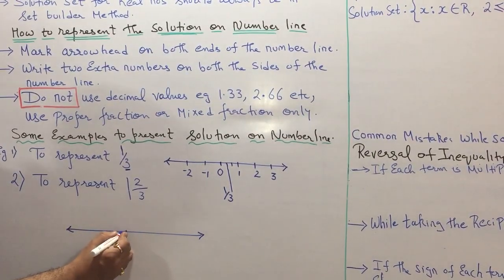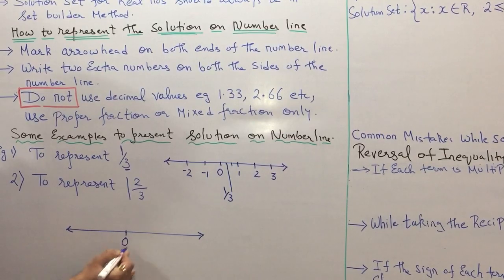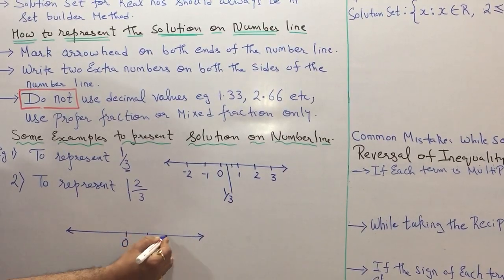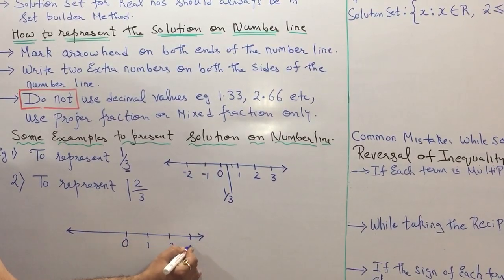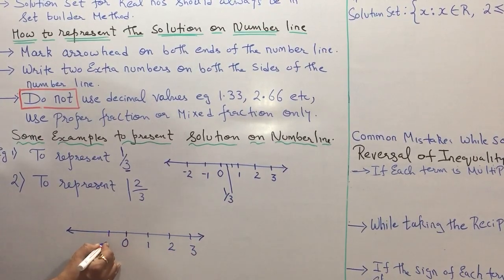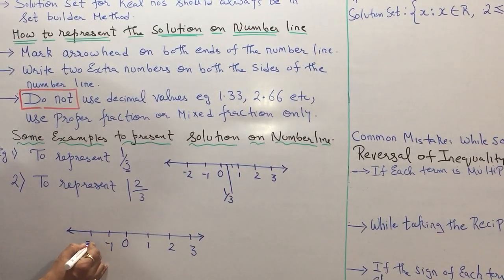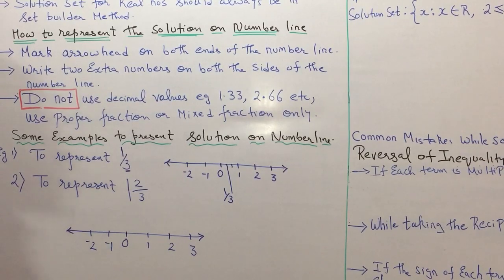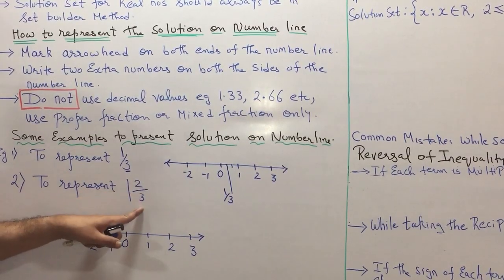Now, center 0. I'll take 1. I shall take 2. One more, 3. Here, -1. Here, -2. Now, 1 2/3.